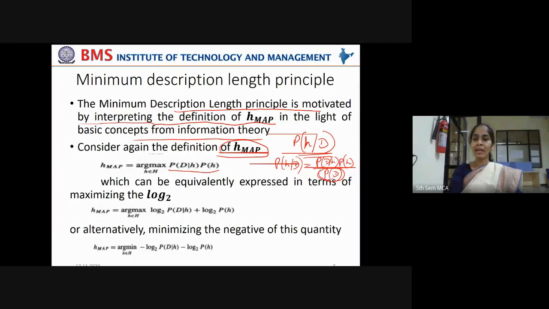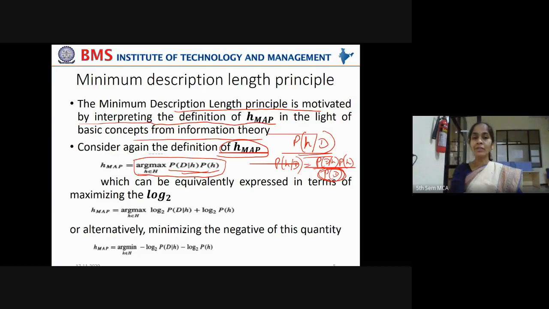That is why we are eliminating that term and taking only the terms in the numerator. Our objective is to maximize this multiplied term in order to get the maximum likelihood hypothesis, in order to get the maximum probability hypothesis, which is called the maximum a posteriori hypothesis. That is why we have written argmax.